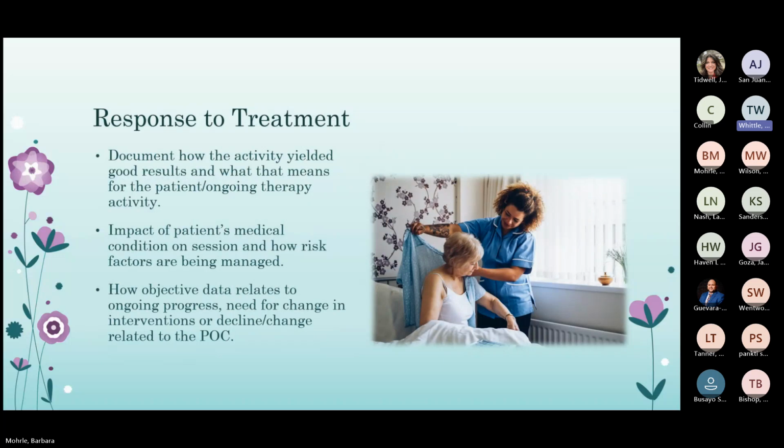Now, the response to treatment. This section I feel is often underutilized, and we really need to make sure that the response to treatment section documents how the activity yielded good results and what that means for the patient and ongoing therapy activity, right? It needs to discuss the impact of the patient's medical condition on the session and how risk factors are being managed throughout, day to day, as well as how objective data relates to ongoing progress and if there is a need for change in interventions and how that relates to the justification for ongoing skilled services in that plan of care. Next.